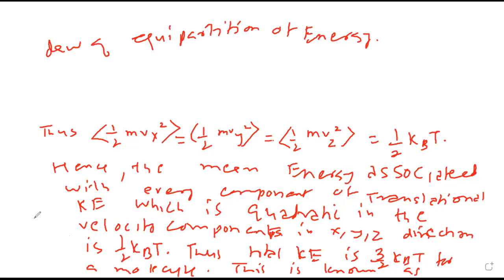Understood what we wrote? The total energy is 3 by 2 kBT, which is nothing but divided into three parts: half kBT along x, half kBT along y, half kBT along z. So because it is equally divided, it is called the law of equipartition of energy. So each velocity square term is equivalent to half kBT. Now complete fully.